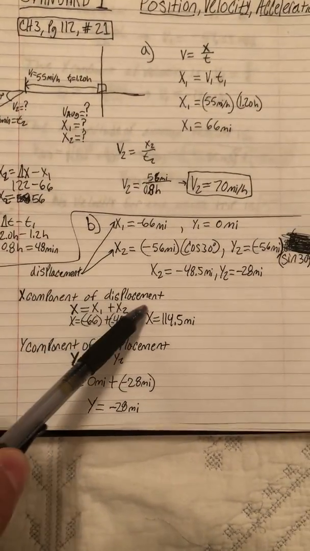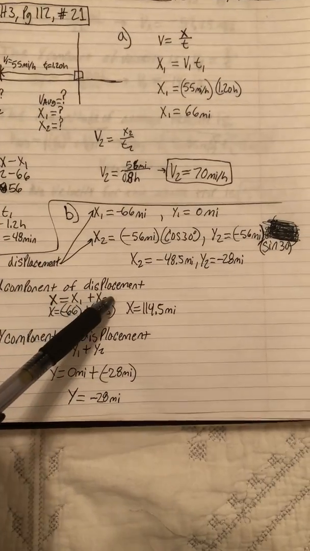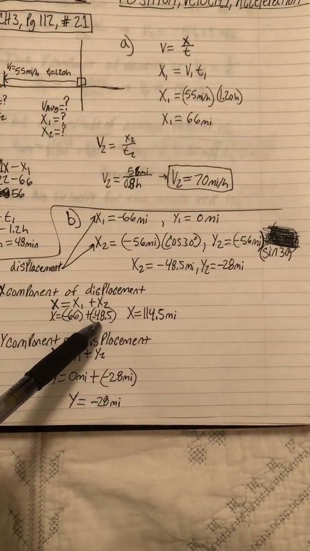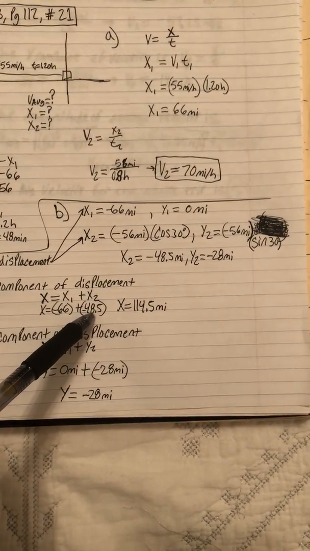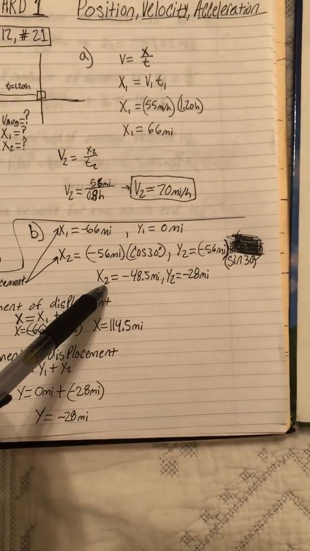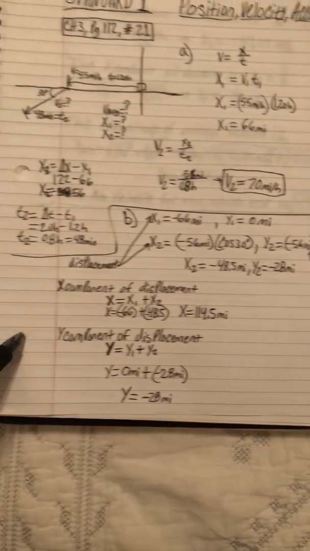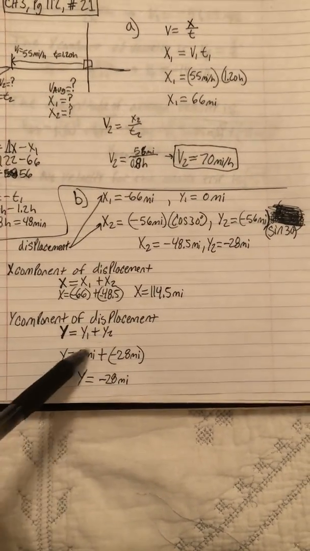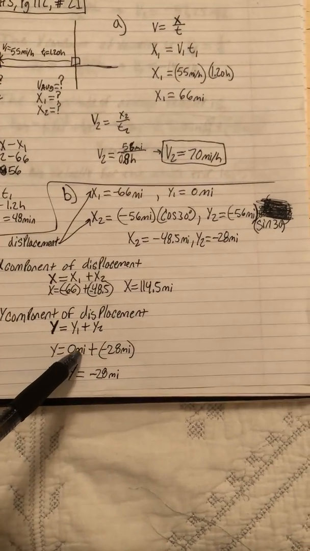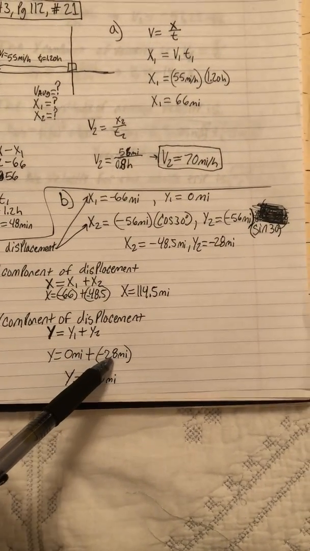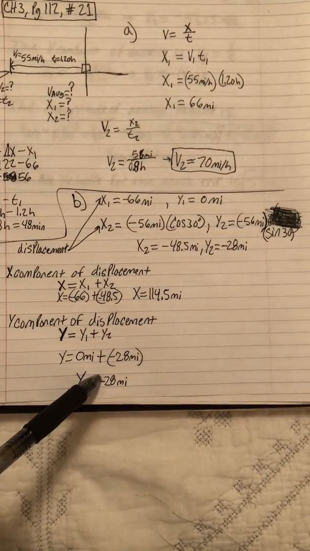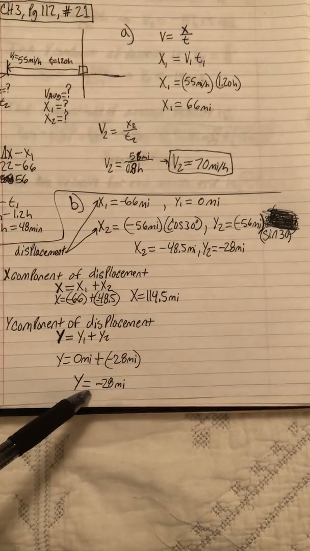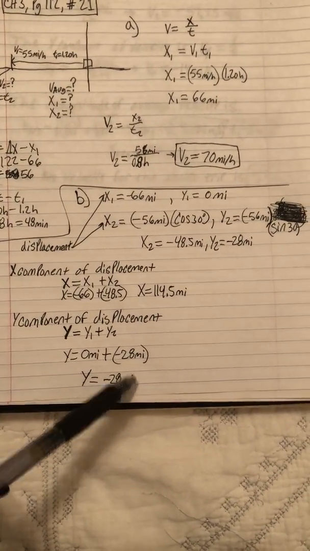So the x component of displacement is x equals x1 plus x2. x1 is 66 miles, x2 is 48.5. If you get the x2, the y component of displacement, y equals y1 plus y2. You plug in your 0, y1, and you plug in your negative 28 miles for y2, and you get y equals negative 28 miles.